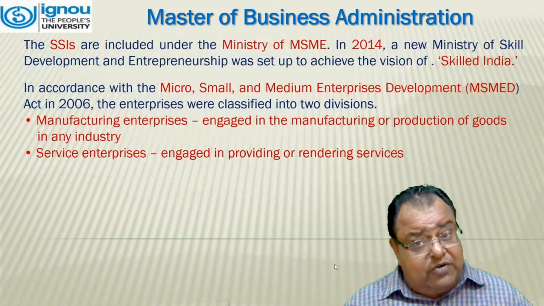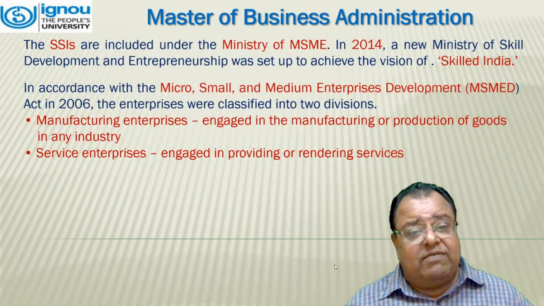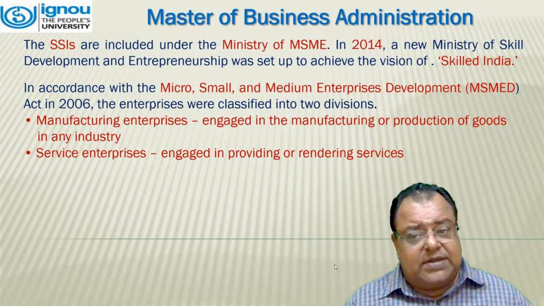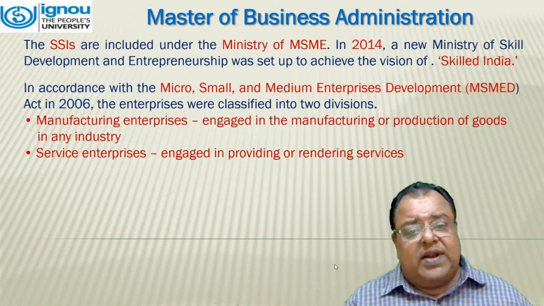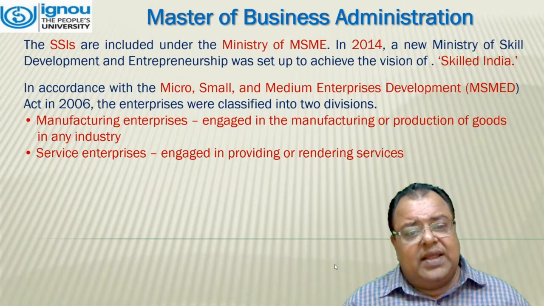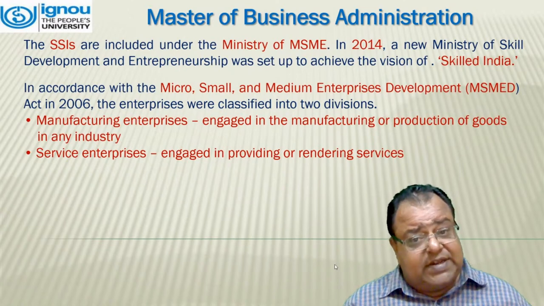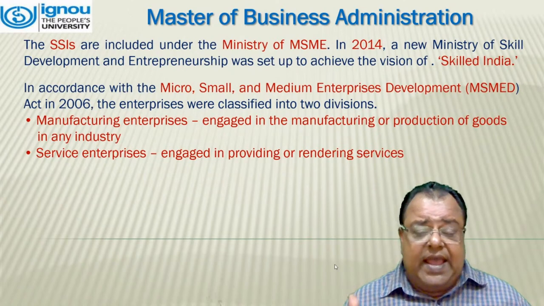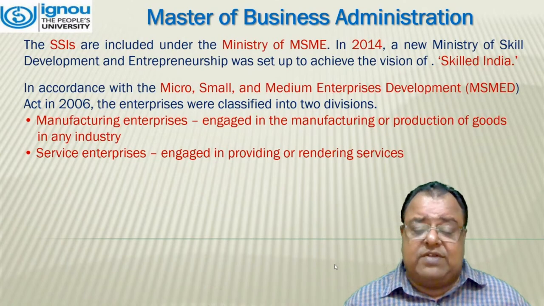In 2014, a new Ministry of Skill Development and Entrepreneurship was set up to achieve the vision of skill development, in accordance with the Micro, Small and Medium Enterprises Development Act 2006. The enterprises were classified into two divisions: manufacturing enterprises, which were engaged in the manufacturing or production of goods in any industry, and service enterprises, engaged in providing or rendering services.